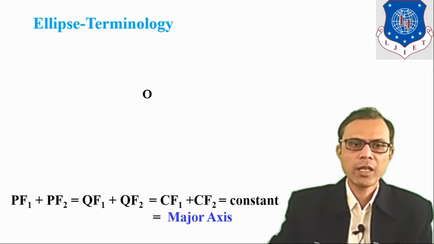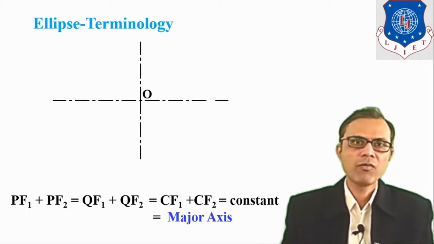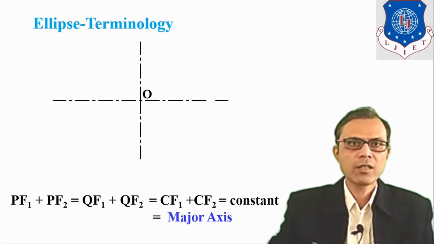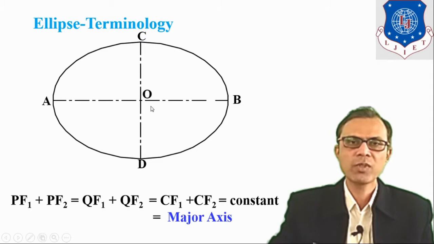We know that every ellipse has two axes, major axis and minor axis. Here, point O is considered as the center point, and two axes AB and CD are taken as the major and minor axes of the given ellipse. AB is the major axis and CD is the minor axis, and O is the point where both of the axes intersect each other.